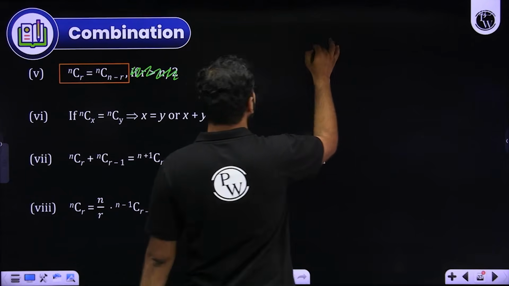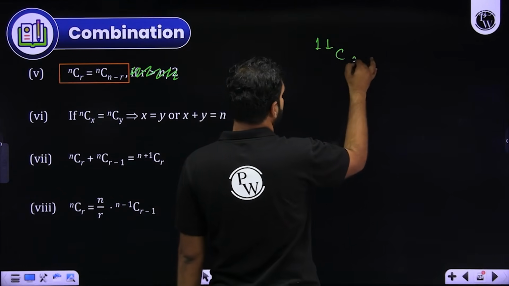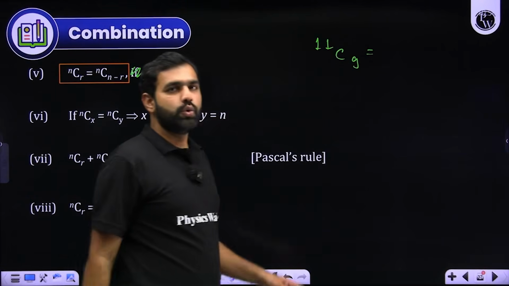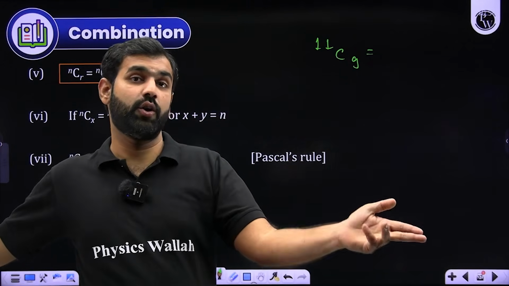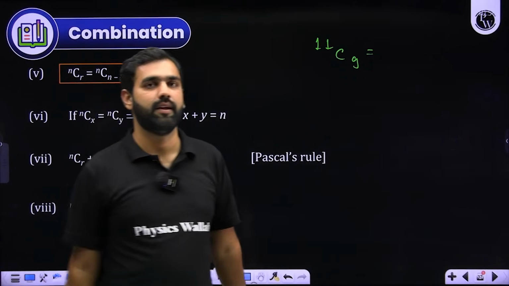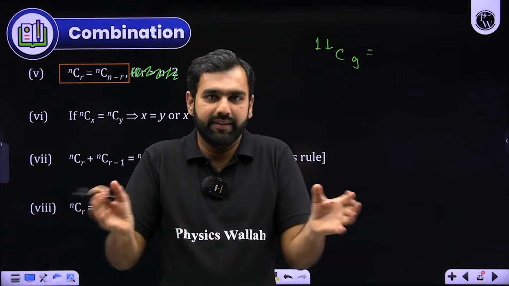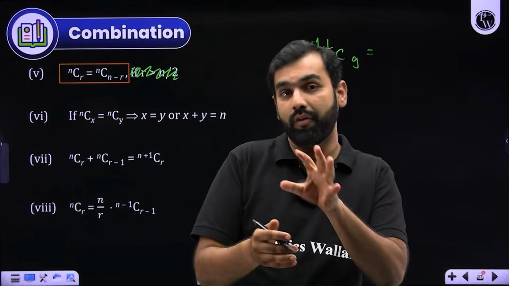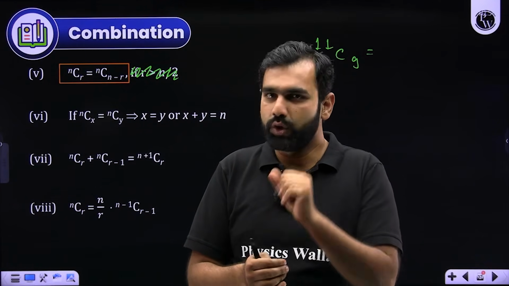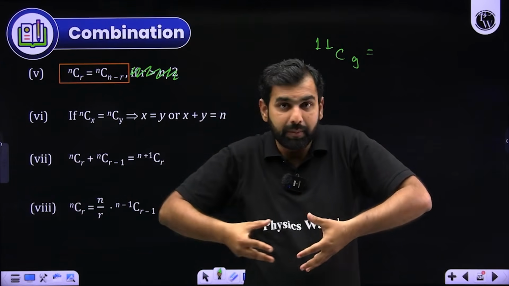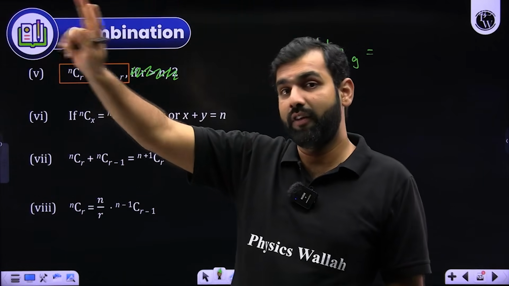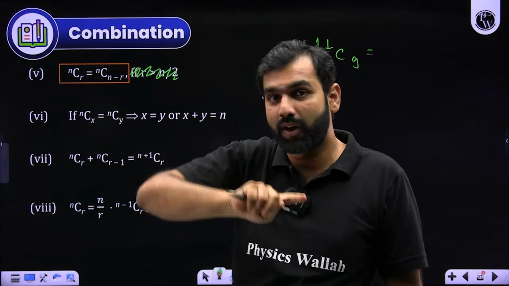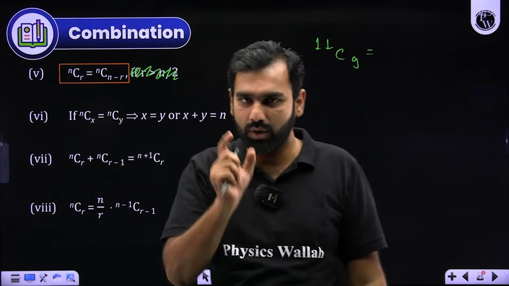Let's say I need to evaluate 11C9. So whether you choose 9 objects out of 11 objects or you reject 2 objects out of 11 objects, that will be the same. Let's say I have 11 people right there in front of me and I need to form a team of 9 people. So there are 2 ways. I can either choose 9 people out of 11, or I could reject 2 people out of 11 so that I have those remaining 9 people. Are you understanding my fact or the approach?